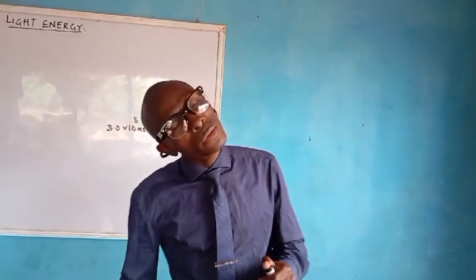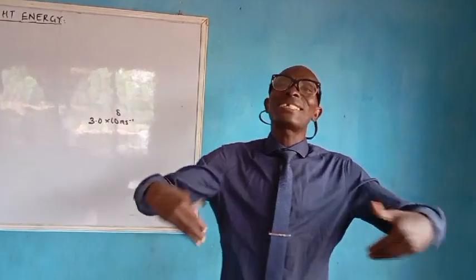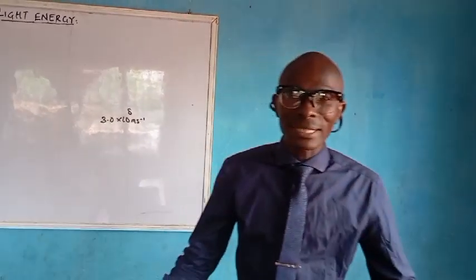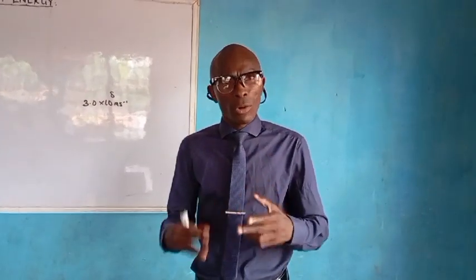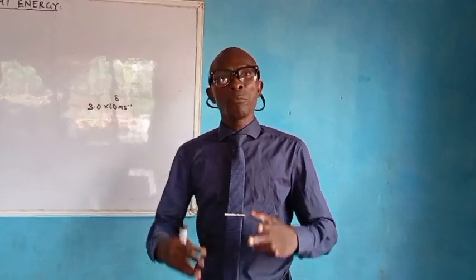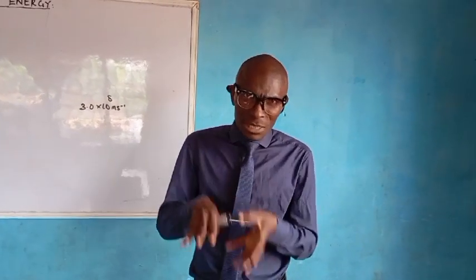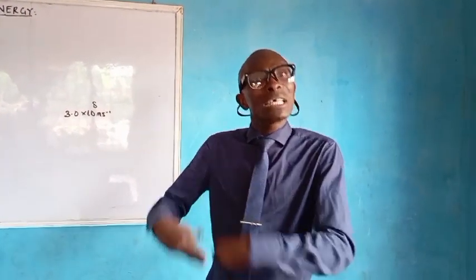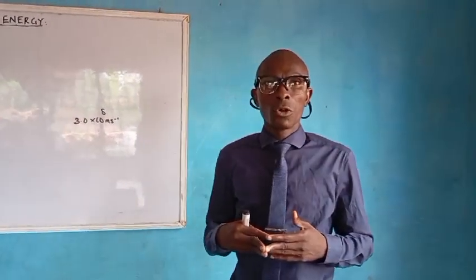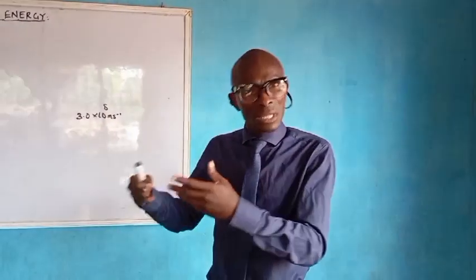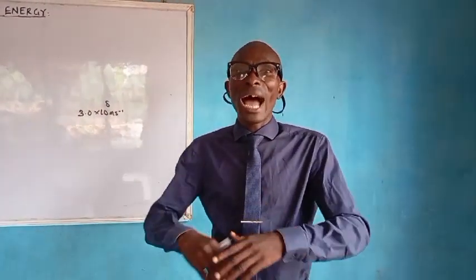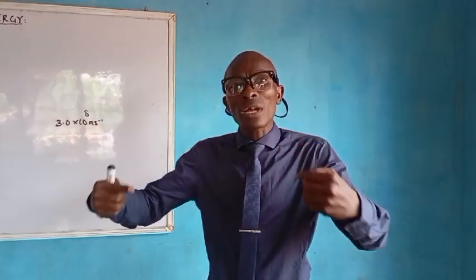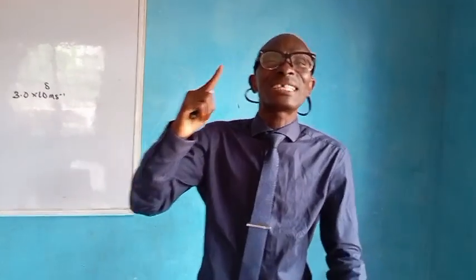Now as we go, we want to look at transmission of light. Now when light shines on a body, part of the light is transmitted through the body. Another part is what? Reflected. While the remaining part, the rest of the other part, is what? Absorbed.